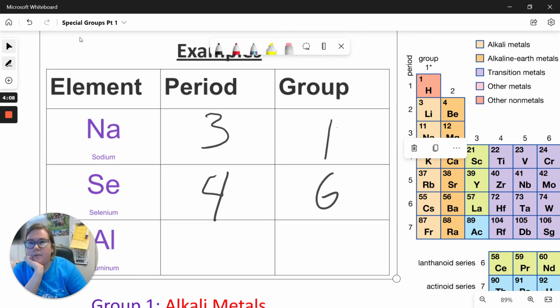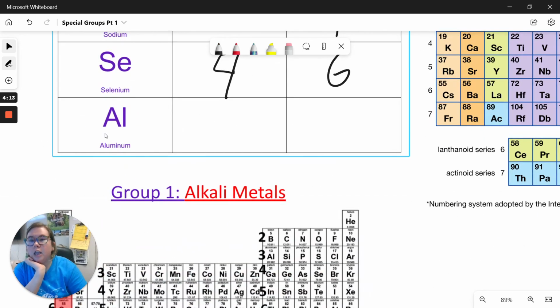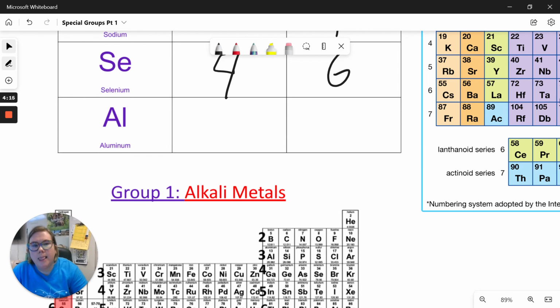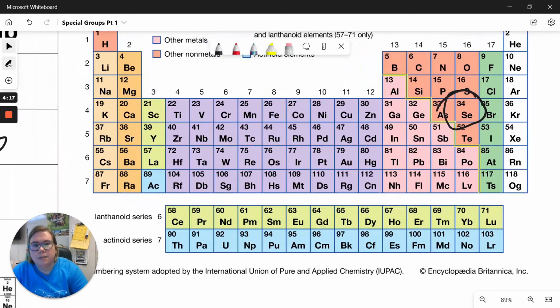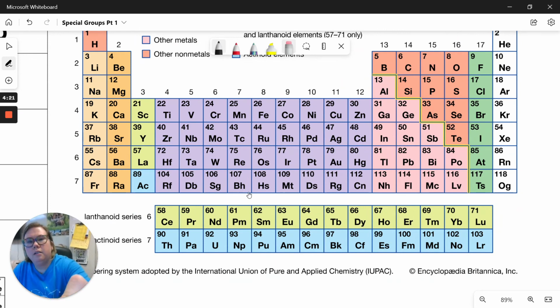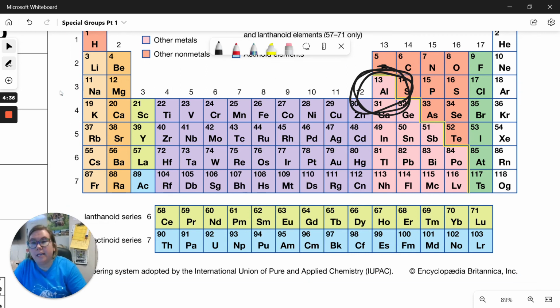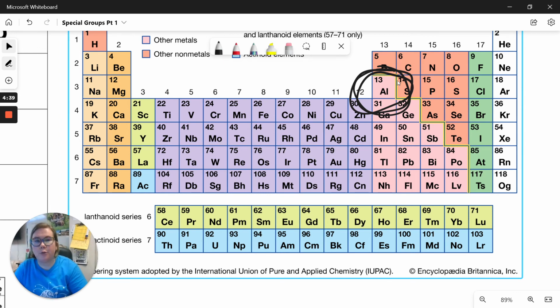All righty, now our next one is aluminum. We're going to look for aluminum. Going back over here, I'll erase our last one. I've found aluminum, it's right here. I'll circle it. We'll notice this one is in group 3, right? We get rid of the 10, so this is group 3, and it looks like it is in period 3. Group 3 and period 3.